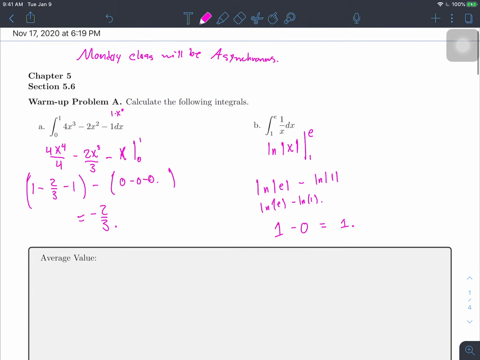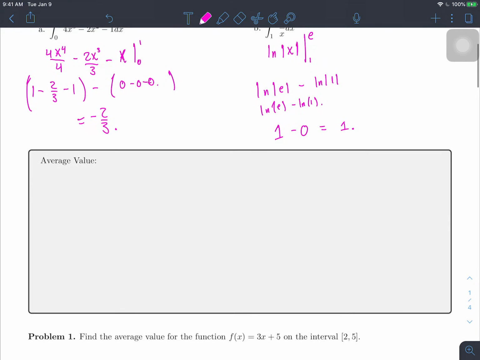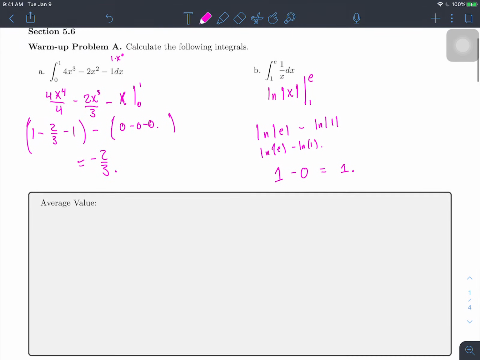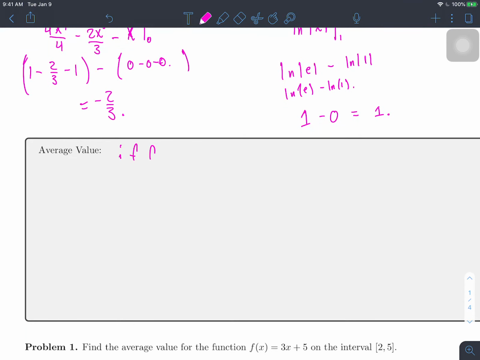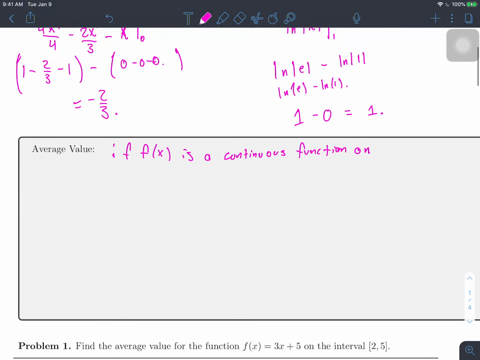All right, so what we're going to learn about now is the average value of a function. So if f of x is a continuous function on the interval a comma b, where a and b are just numbers, let's see, do we need anything else? No, that should be good.